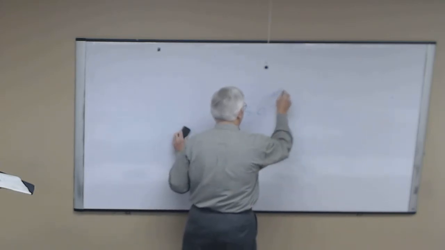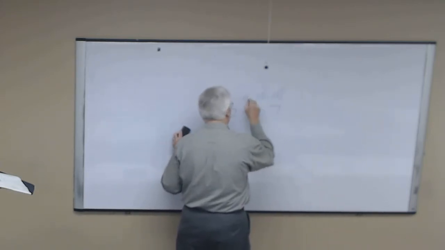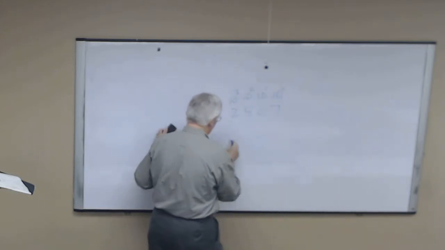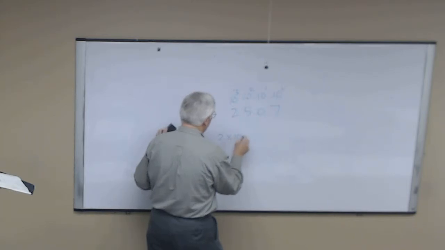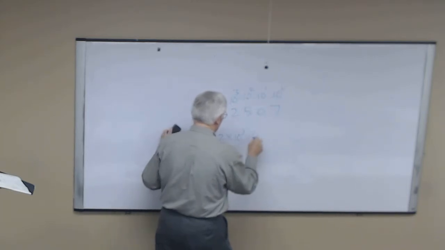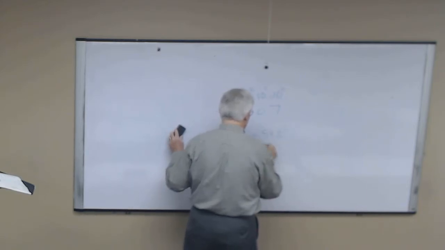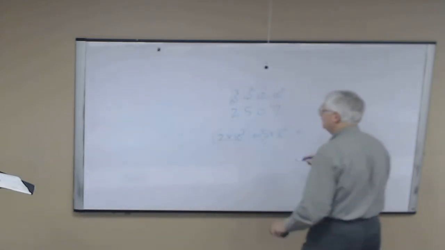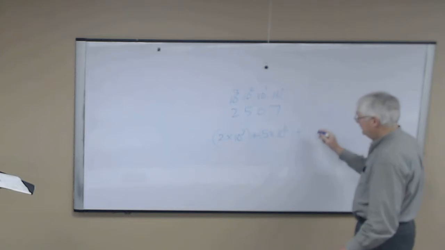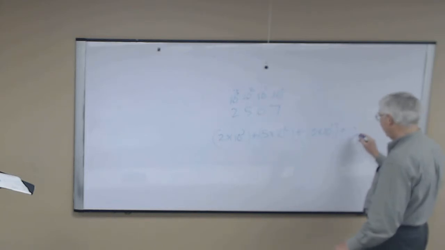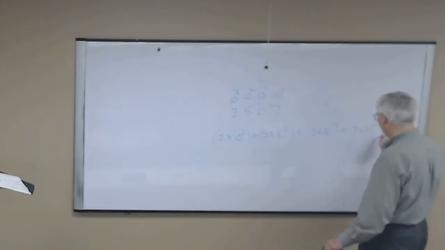This is 10 to the 0, 10 to the 1, 10 squared, and 10 to the third. So you go 2 times 10 to the third plus 5 times 10 to the second plus 0 times 10 to the first plus 7 times 10 to the 0.